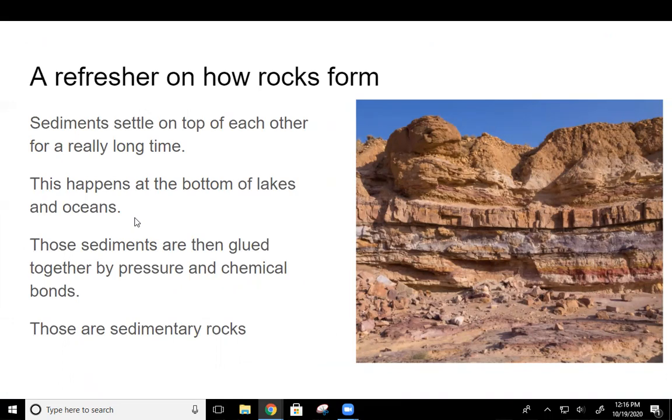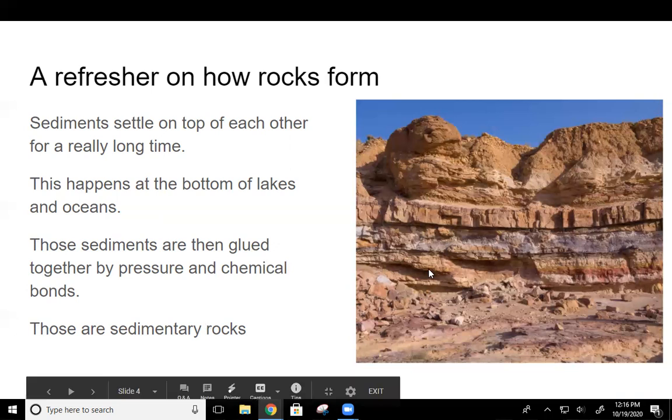Can they form in volcanoes? Volcanoes form igneous rock. Those are going to be made by intense heat. Yes, those are the ones that are melted and then redistributed. So the sediments are then glued together by the pressure and chemical bonds. So at the bottom of our lake, you have this pressure that glues all these different layers of stuff together. So we end up with a sedimentary rock with multiple different layers, and we can see these layers here.